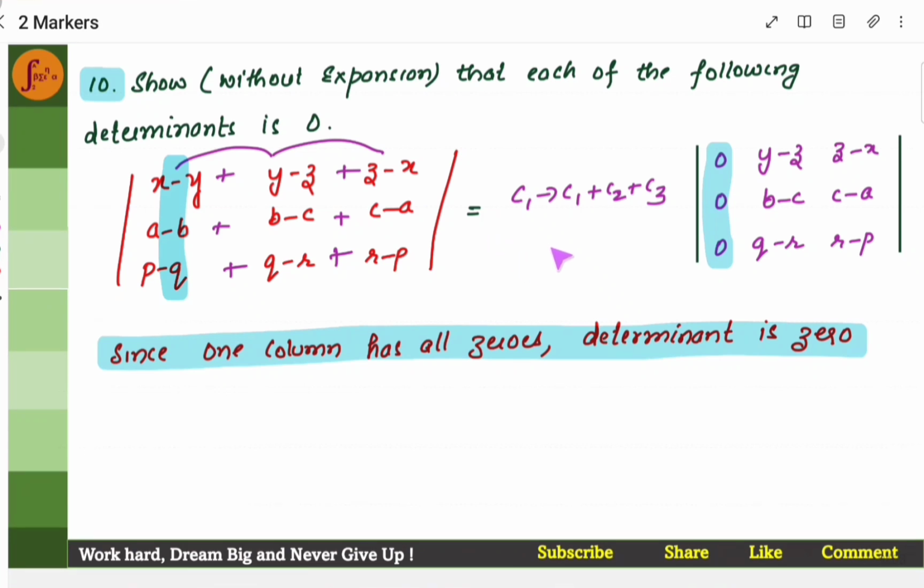There is a detailed video on determinants where multiple problems related to determinants have been solved, right? Many problems have been solved related to determinants. So you can refer that video in the playlist.